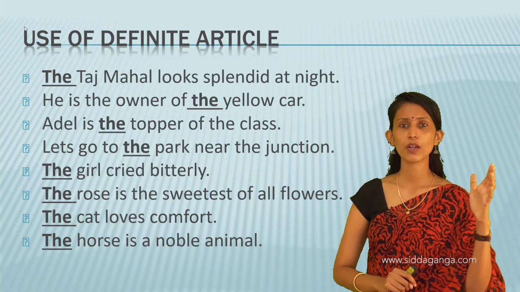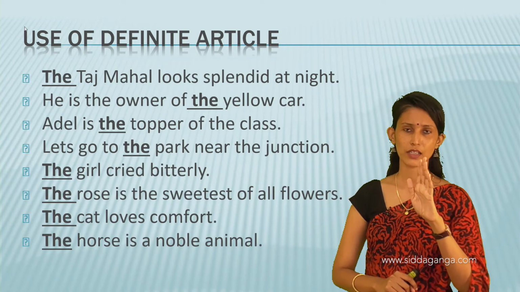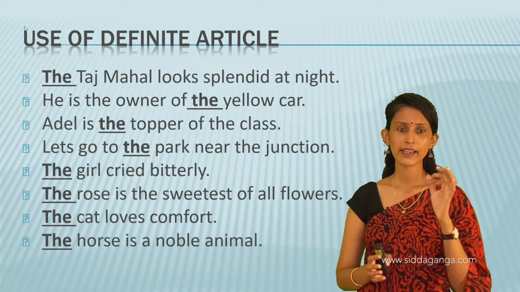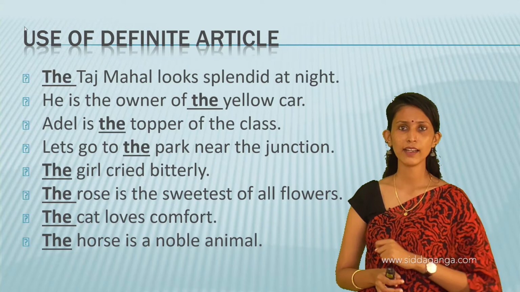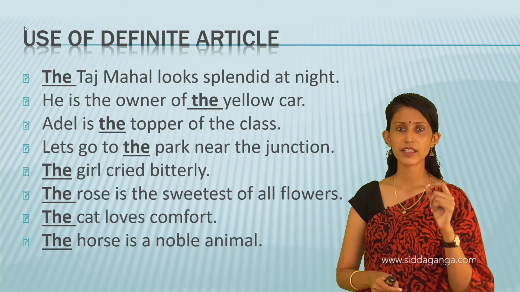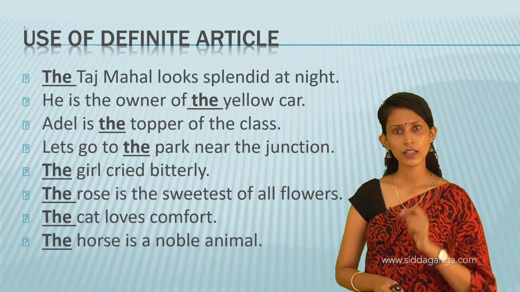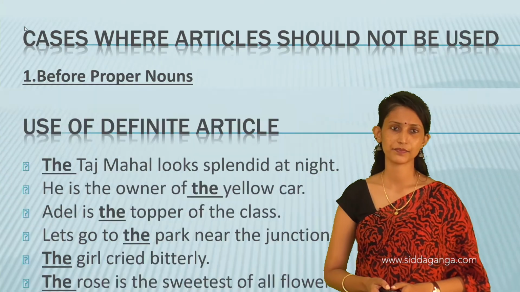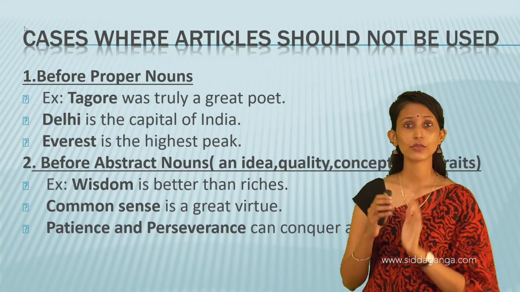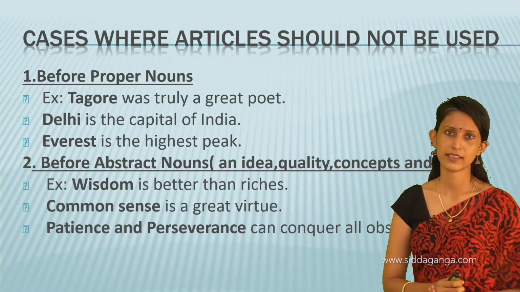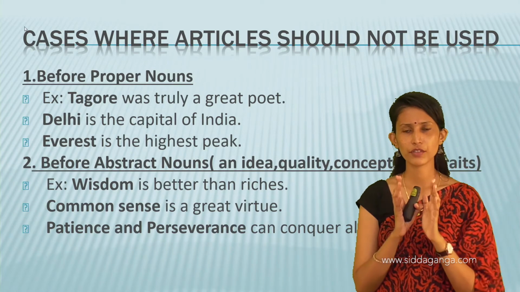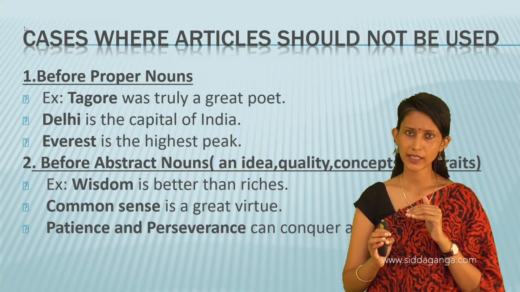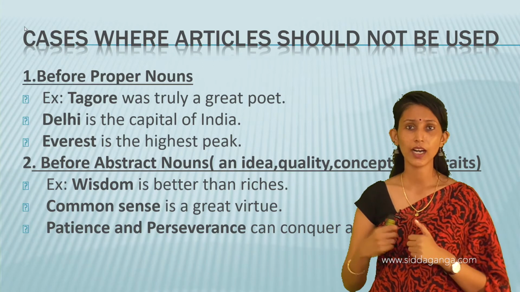The rose is the sweetest of all flowers. So one particular flower, that is the rose, is the sweetest among all the other flowers that are there. The cat loves comfort. The cat there loves comfort. The horse is a noble animal. Okay, those are little examples of the definite article. Now, there are again certain rules where you shouldn't be using articles. Very simple as that. What I want you to do, students, is keep the examples in mind. When you keep the examples in mind, it's easy for you to understand things.